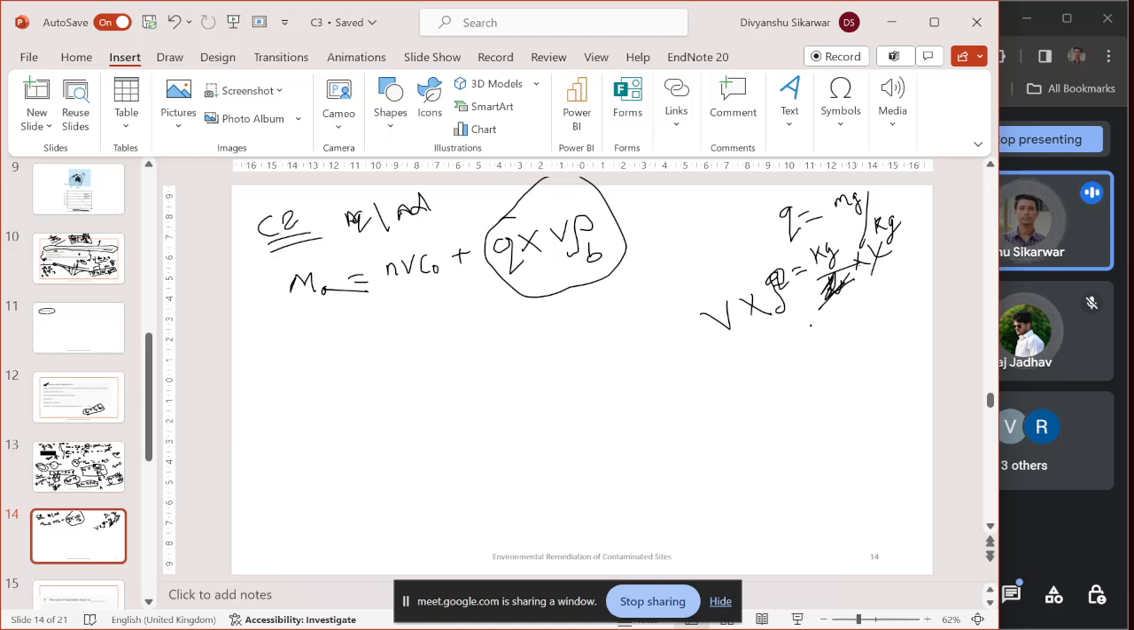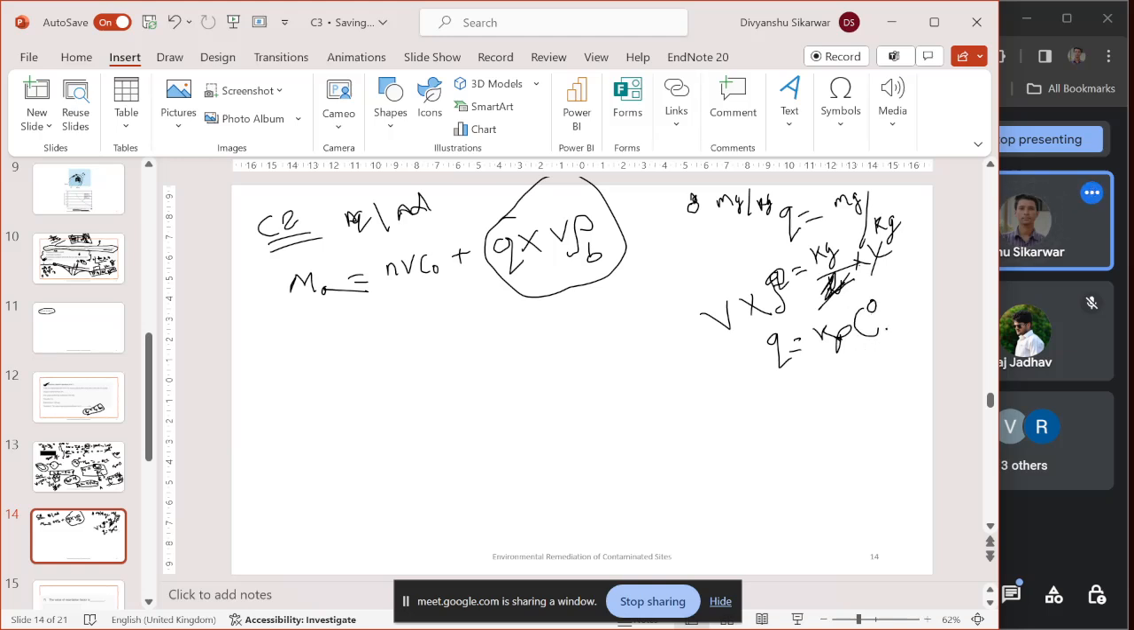Take soil, for example. If we have soil particles, there will be contaminant adsorbed on the soil particles, right? So we can calculate how much contaminant is adsorbed on the soil, in terms of milligrams of contaminant present per unit of soil. We can use a formula: Q equals Kp into C naught.